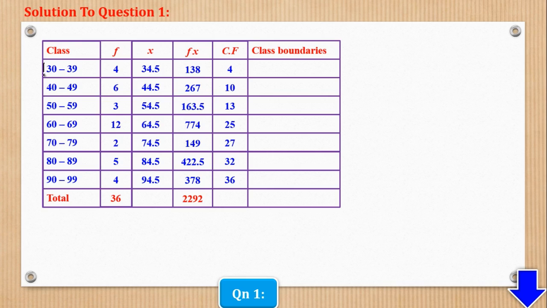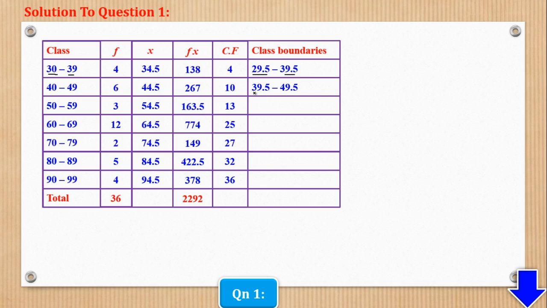It means that for you to get the values of the lower class boundaries, you come to the lower class limits and subtract 0.5 from each to get these values. Then when you come to the upper class limits, you add 0.5 to each value of the upper class limit to generate the upper class boundary. So let's do that. For the first one, 30 minus 0.5 is 29.5, then 39 plus 0.5 is 39.5.